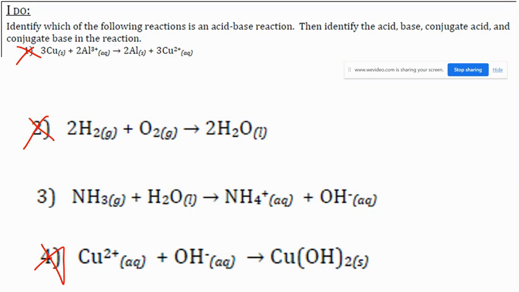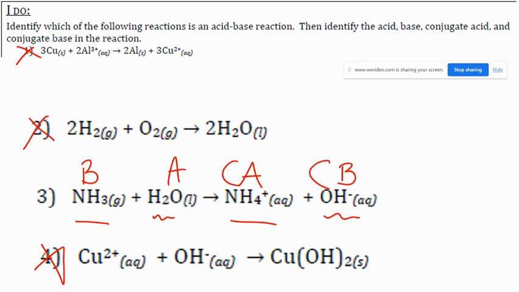So where are my pairs? I've got a pair here and a pair here, yes? Everybody good with that? Which one has more hydrogen? So this is my acid. This is going to be my base. Then I have this guy and this guy as a pair. This one has more hydrogen, so that's my acid. This is my base. I call these conjugates.